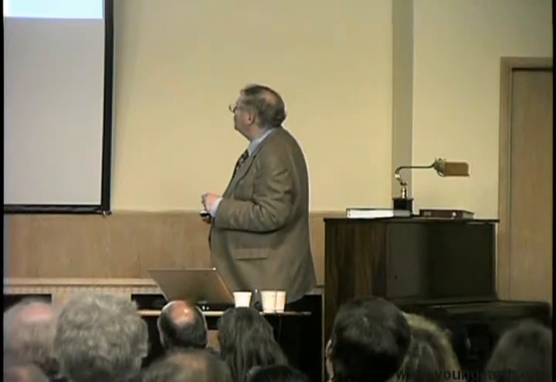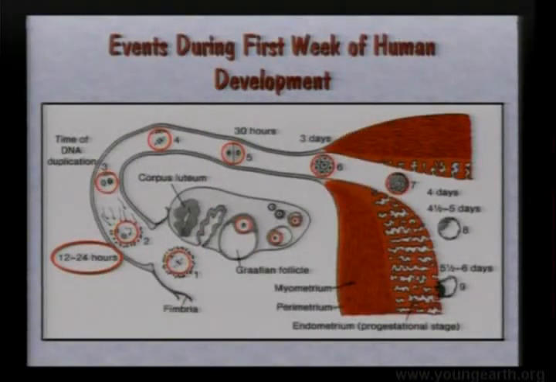Well, back to our drawing or our map. 12 to 24 hours after the egg has been released into the oviduct, that period of time, 12 to 24 hours, is when the egg can be fertilized. The sperm have worked their way up to this region. One has to assume that half of them have taken the wrong oviduct.